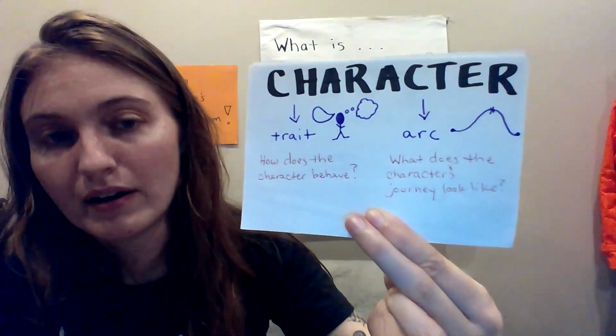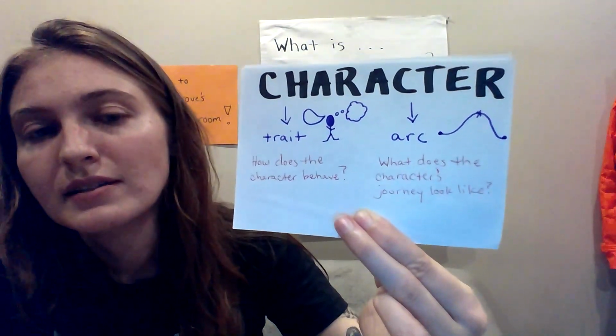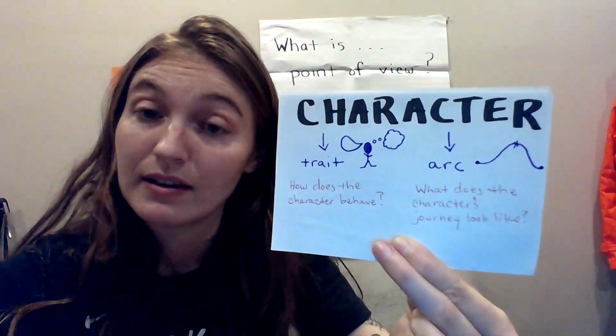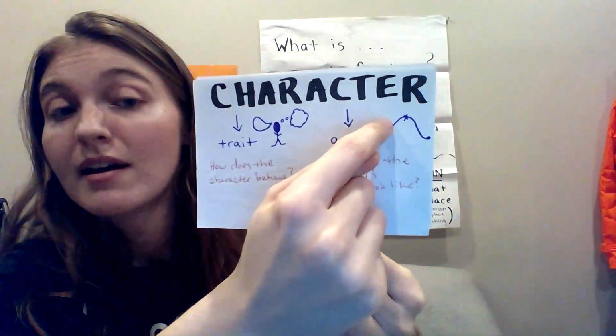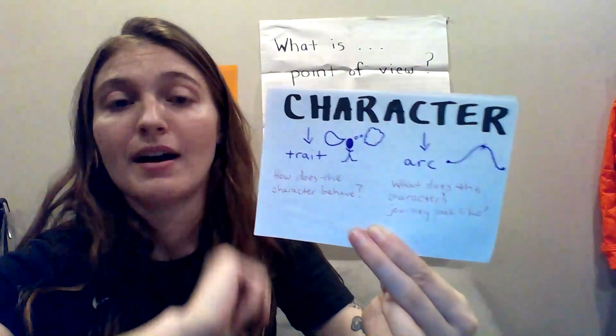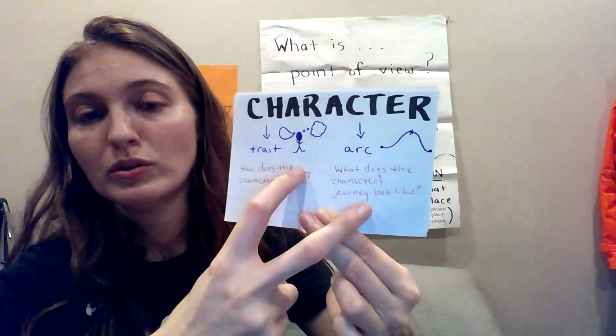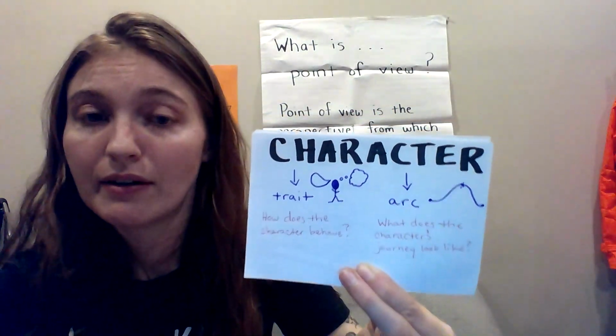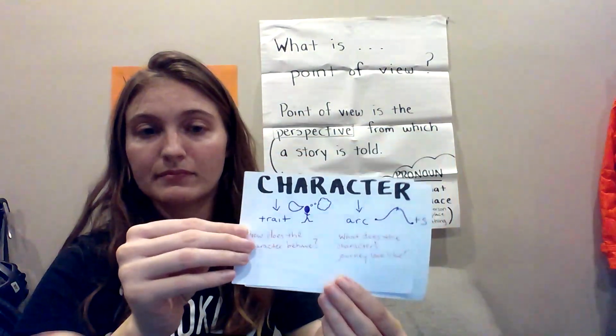Then we have arc. So what does the character journey look like? What does it feel like as well? We can also have a character arc that has a lot to do with the mood happening. So these are the two things that we look for when we are considering a character in literary analysis. Okay.